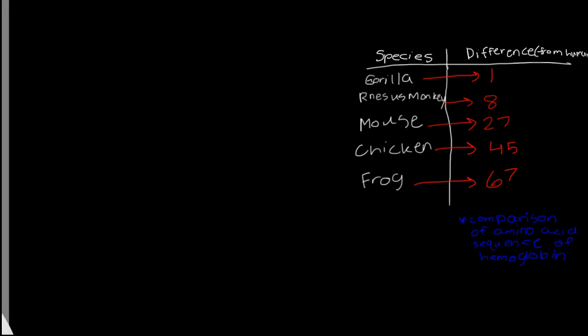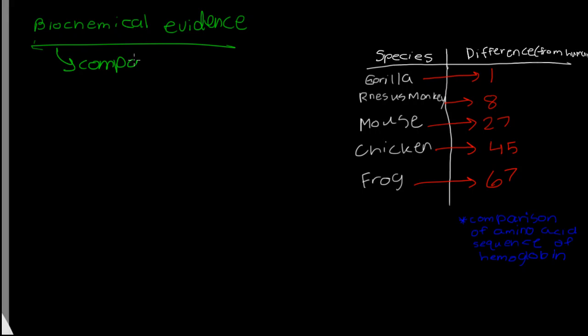So now let's move on to biochemical evidence. So as you can see here, we have a little graph. So biochemical evidence, let's understand that. This is comparing amino acids, or comparing amino acid sequences. So this is how we compare.